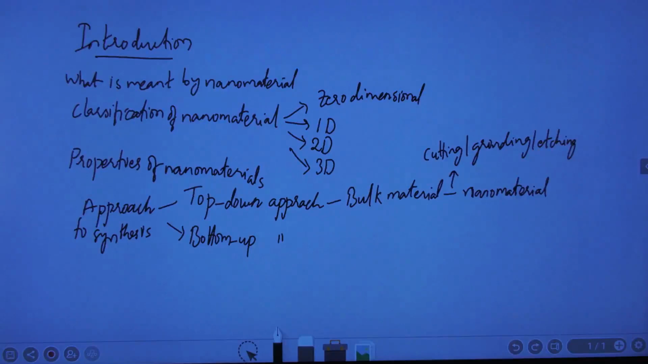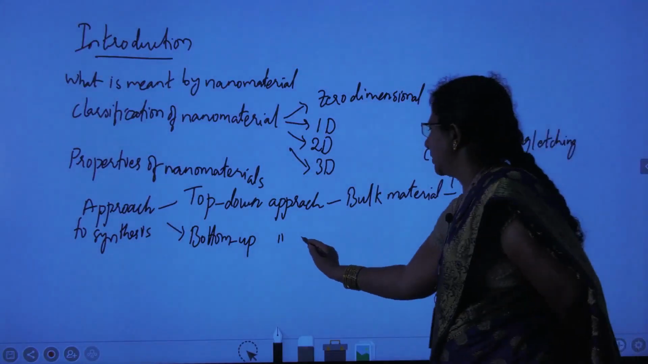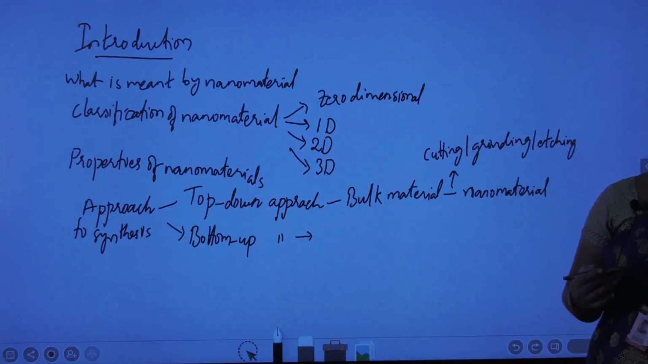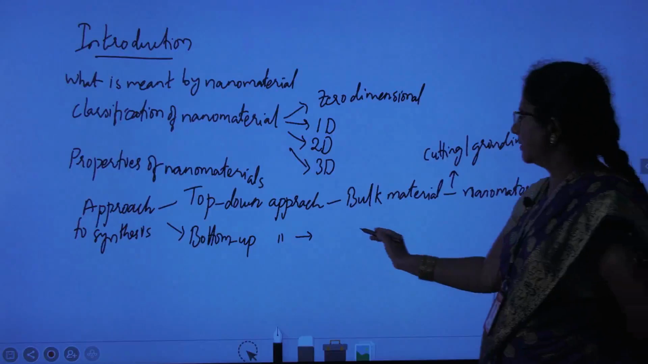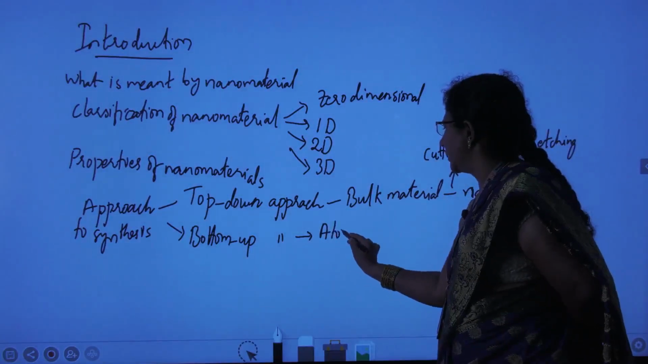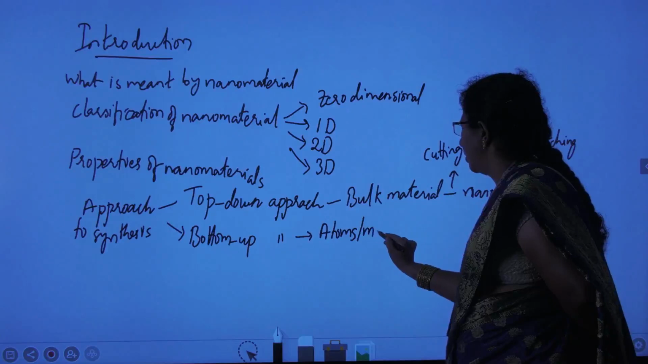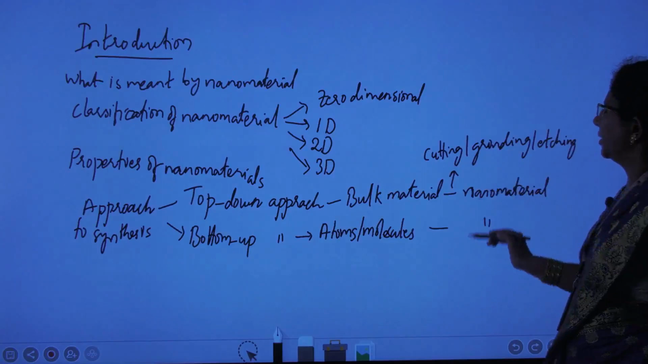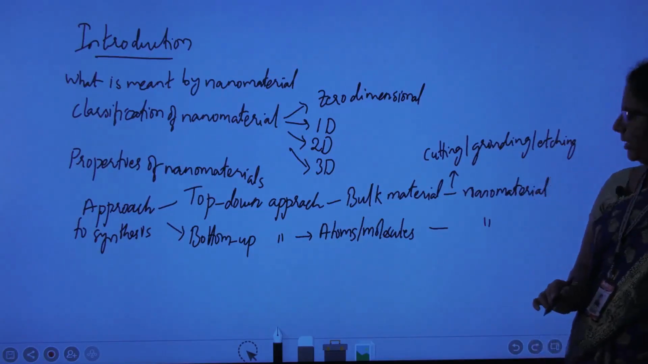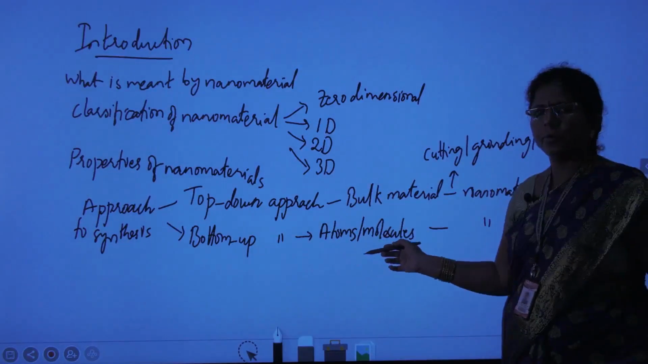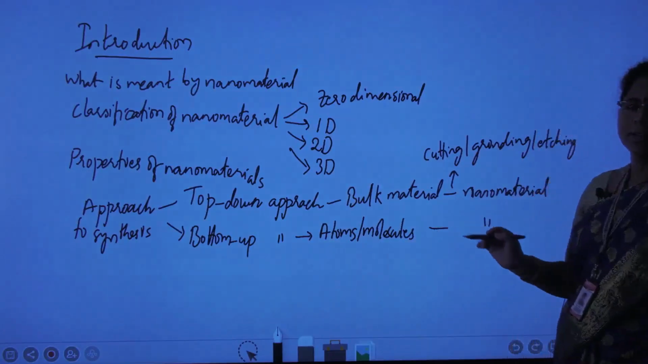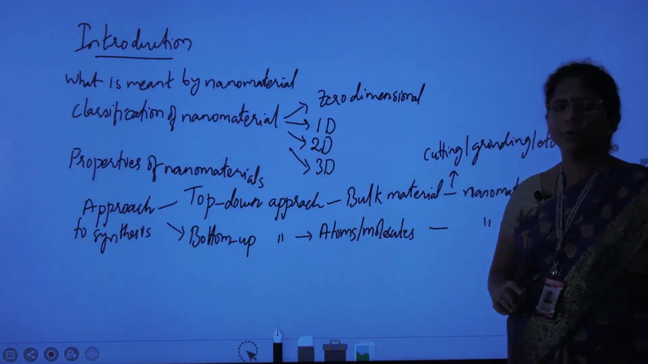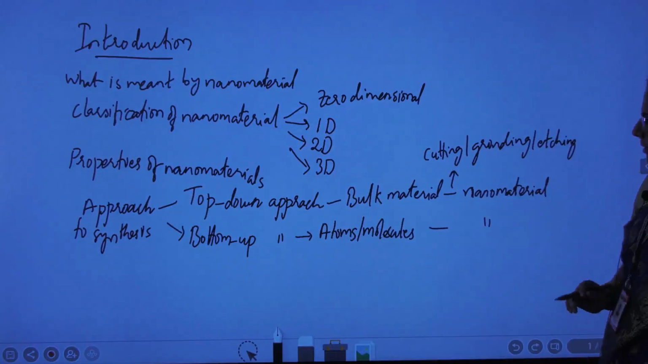And coming to the bottom-up approach. In the bottom-up approach, we start with substances or materials which have size less than nanomaterials. That means we may start with atoms or molecules, and these will be transformed into nanomaterials. How? By placing atom by atom, molecule by molecule, or cluster by cluster. So these are the two approaches we follow for synthesizing nanomaterials.